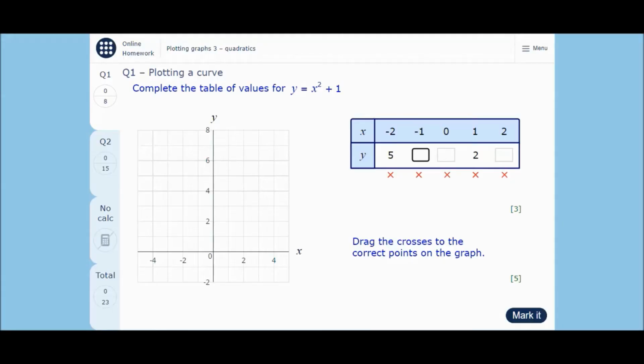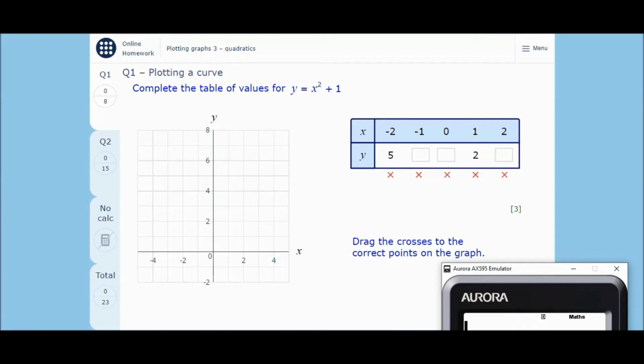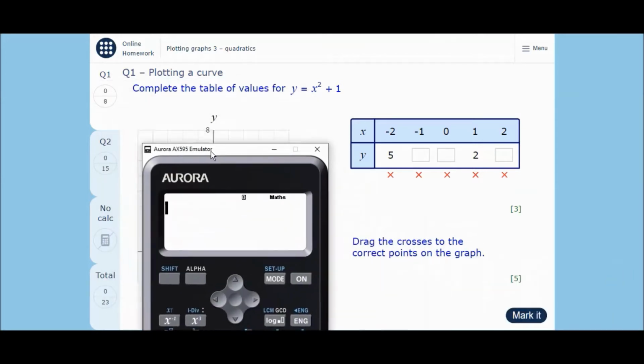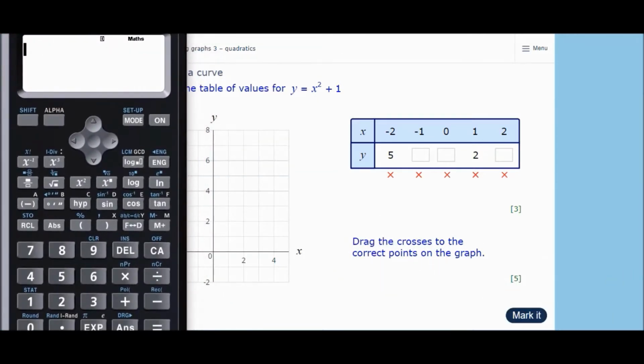So we're going to look through the homework that was set on My Maths for plotting quadratic graphs. Normally, if you're doing this on an exam paper, you would work out your table of values. We also work through using the calculator to calculate your table of values. So that's the method I'm going to do on this one.